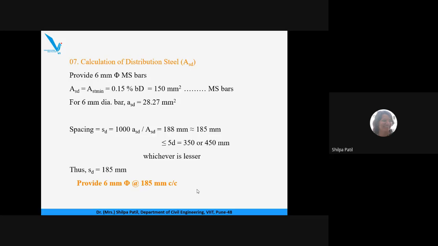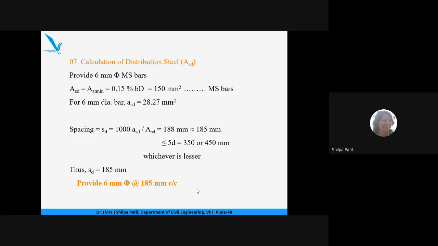The area of steel required for distribution steel, ASD, is always provided as the minimum required. There is no formula for ASD. Whatever is the minimum required, that we provide. The minimum required is 0.15% of the overall cross-sectional area, that is B into capital D, for mild steel. So accordingly, our ASD is coming as 150 mm square. Now again, we have to find out what spacing is required here.